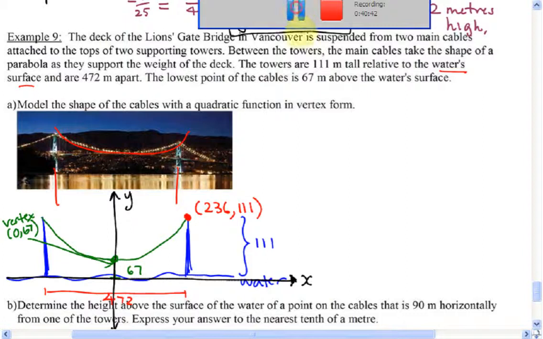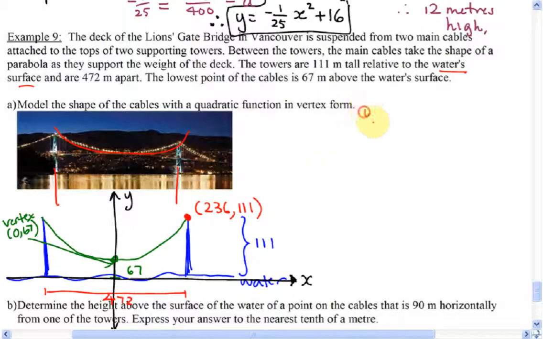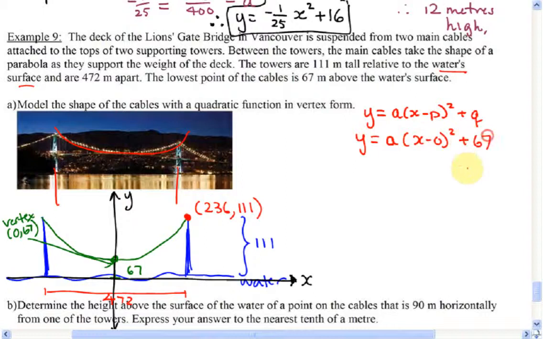Since time is almost done, I'll say y equals a bracket x minus p all squared plus q. And since you told me the vertex is (0, 67), I'll say x minus 0 all squared plus 67. And then I think you want me to plug in the value of 111 for y, 236 for x, plus 67, and solve for a. I'll subtract 67 off of both sides. So what's that? 44, is it? Yeah. And then what's 236 squared?